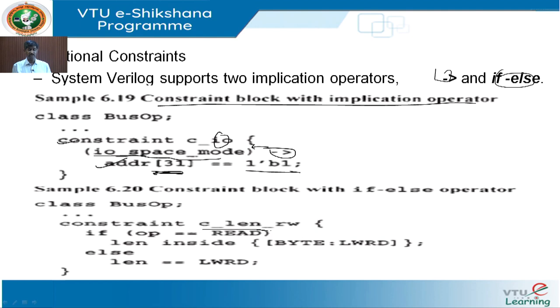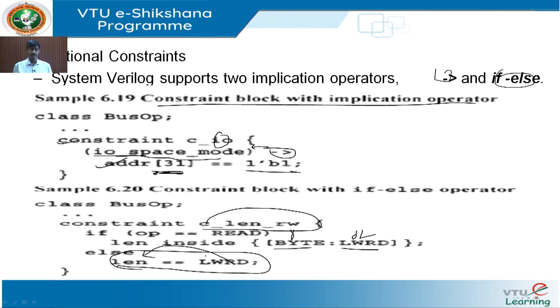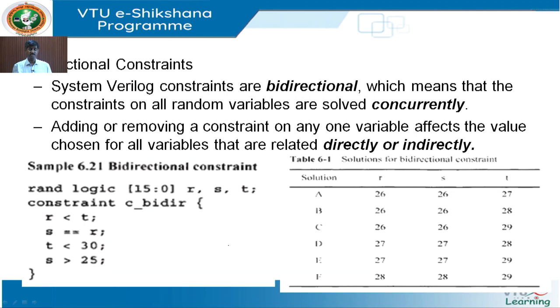Let us take c length read write. So I'm taking length. If operand is read, then I will read the values. Length inside byte to byte as byte to long word. So I am reading from byte to long word, so 8 to 32 values. Else, if it is not reading, then I am just making it assign. I am writing long word as length. That is what if else does. This is a simple condition which is made with inside.